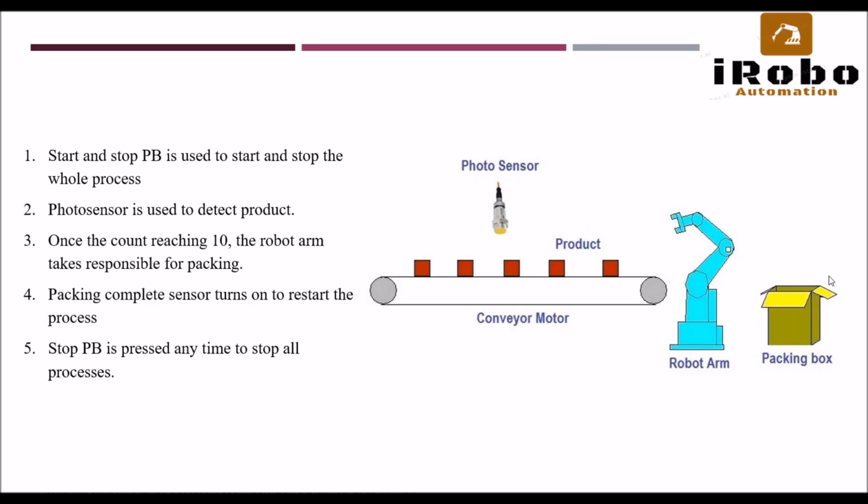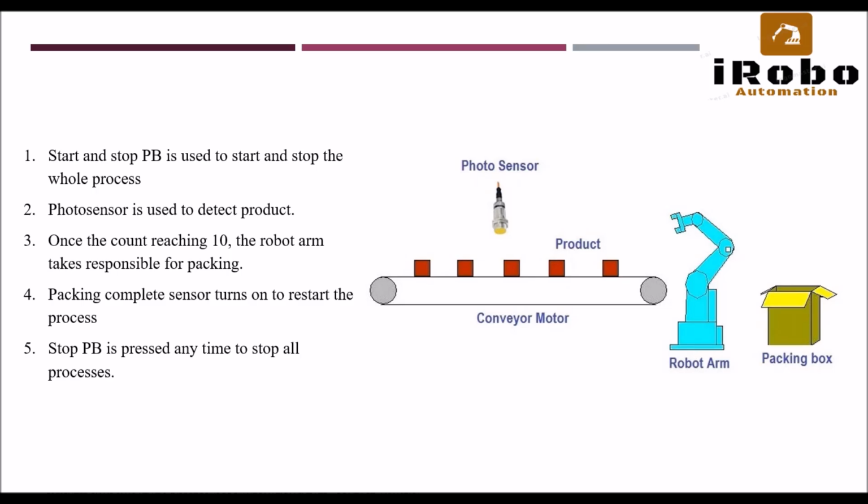Whenever packing is completed, there is a sensor that gives a signal to stop the robot, and it gives a signal to turn the conveyor motor on one more time. That means the process restarts. Like this, it will keep going on, but whenever you press the stop button, the process is completely stopped. So this is the required working, and these are the points that should be considered for this project.